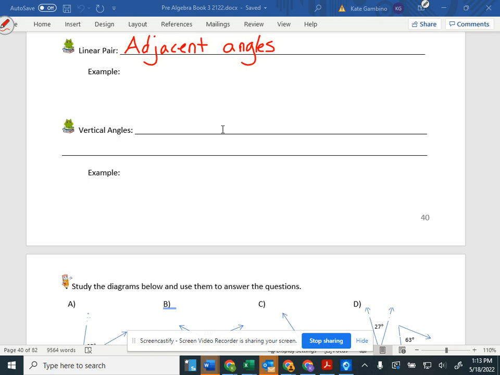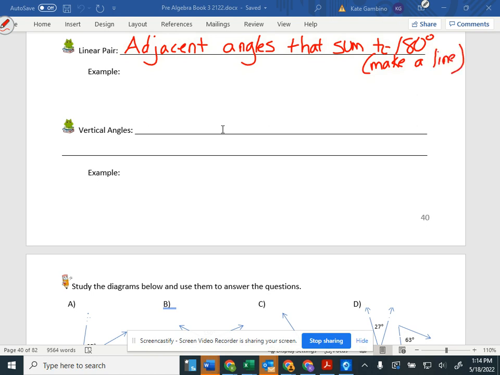So the adjacent angles that sum to 180 degrees. They make a what? Make a straight line. Make a line, a straight line.